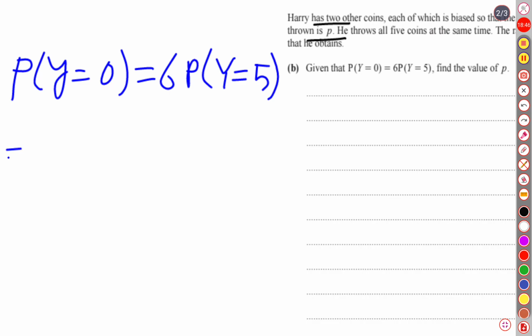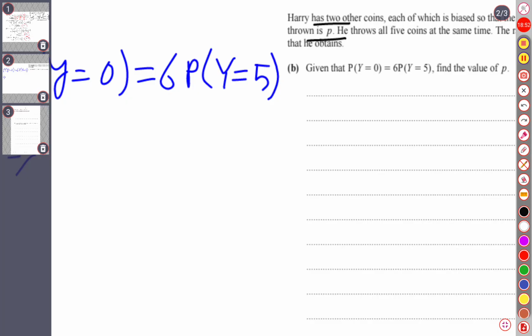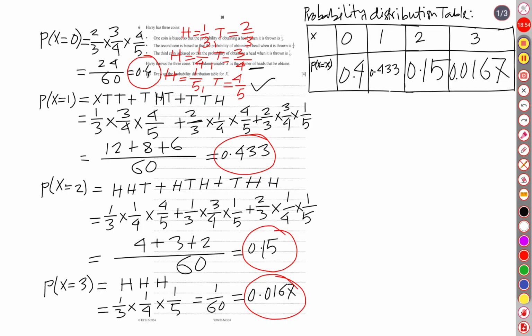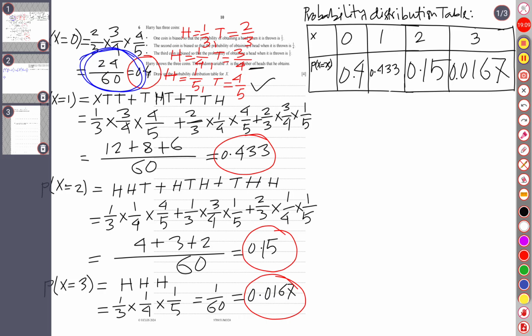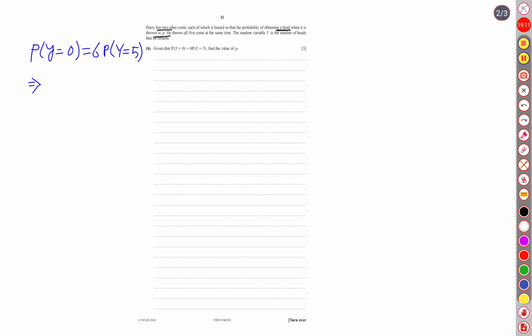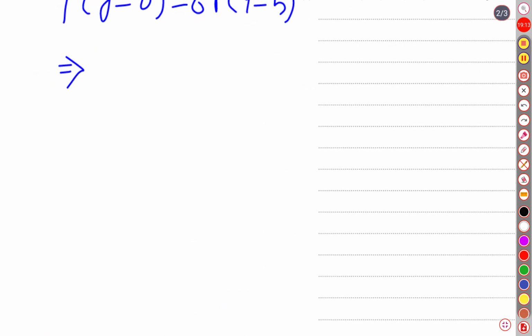So if there is no head, what are the cases? For the first three, let's go back to the previous page. If all three are tails, there are no heads at all, so what was the probability of 0? Look at this, it is 24 over 60. So let us use this information. It is going to be 24 over 60.